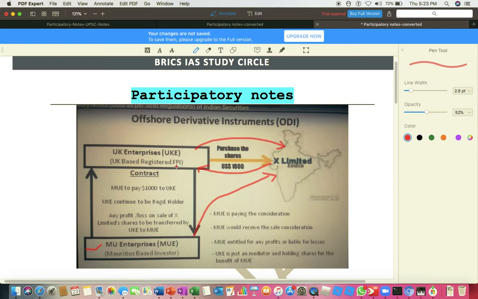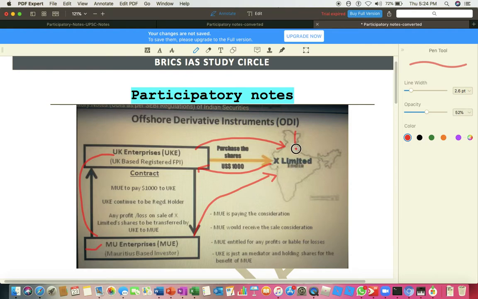Any confusion? So UK Enterprise bought the shares for MU Enterprise, and the shares are in the name of UK Enterprise. But UK Enterprise is holding the shares for MU Enterprise. It's like this: there is a contract between UK Enterprise and MU Enterprise. Under this contract, MU Enterprise has to pay $1,000 to UK Enterprise. This $1,000 is called consideration when you buy shares. This is given to the Indian company, and UK Enterprise will continue to be a registered holder in the Indian company.